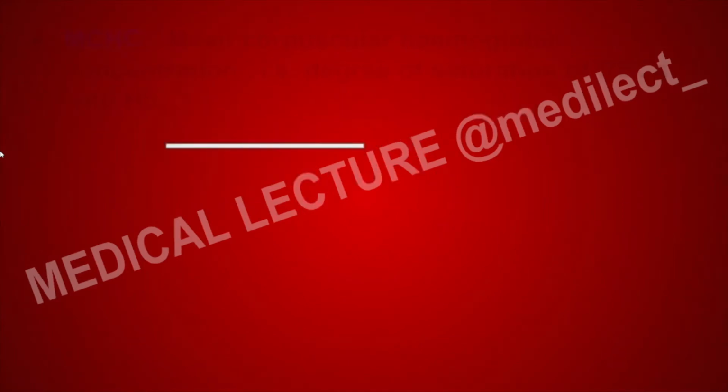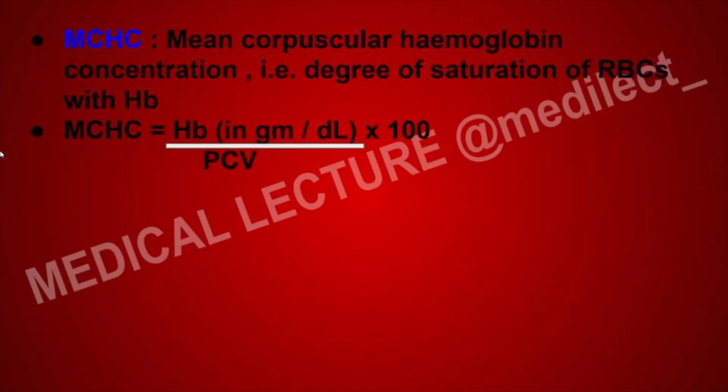The next comes the MCHC, that is the mean corpuscular hemoglobin concentration, that is the degree of saturation of the RBCs with hemoglobin. So over here the formula is hemoglobin in gram per deciliter into 100 upon PCV. Now you can get that it is in percentage. The normal range is 32 plus or minus 3 percent. So remember all these formulas and the normal ranges are very important.